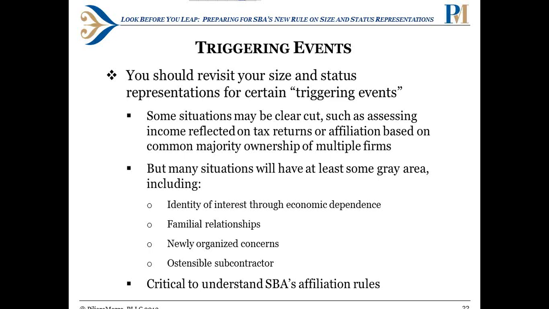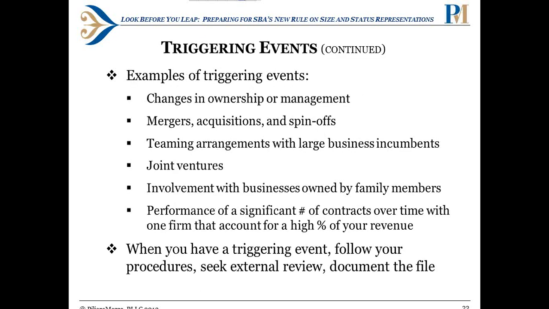And these things all come from the SBA's affiliation rules. We think that the new presumed loss rule just underscores the importance of understanding SBA's affiliation rules and how affiliation can adversely impact your size or status. And we've listed a few types of affiliation on here that can tend to be a little grayer in terms of how easily you can tell when they've occurred and what impact they have. So these would be potential triggering events, which we've now listed on the next slide.